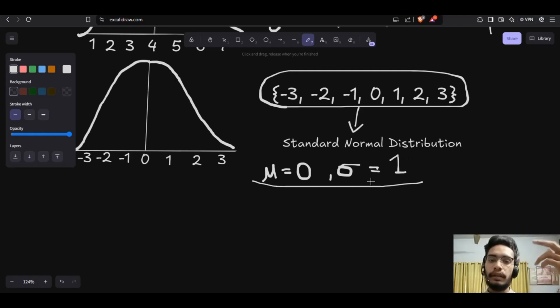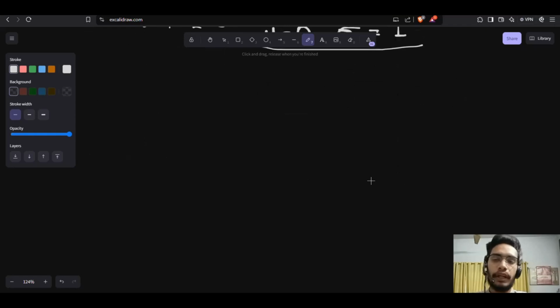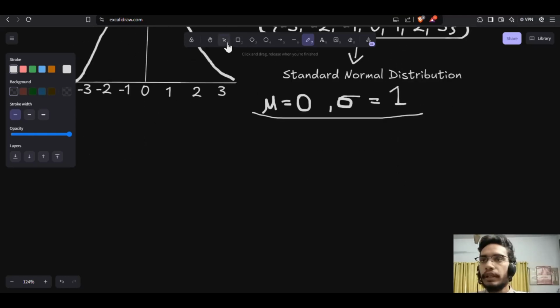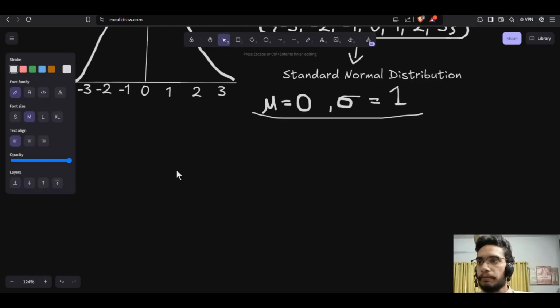You may be thinking, okay, we have converted this into a standard normal distribution, but why do we convert it? Why do we have to convert the normal distribution into the standard normal distribution? What is the reason? This is really a good question if you are thinking like this. So let's see a practical example here.